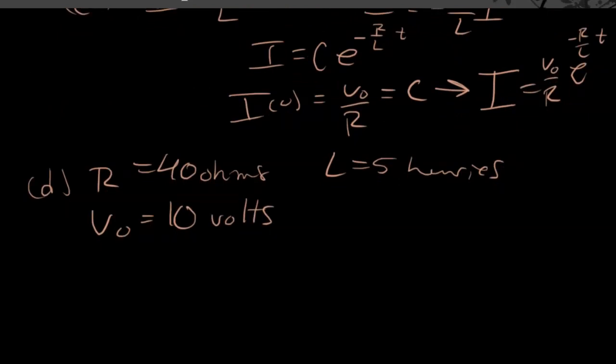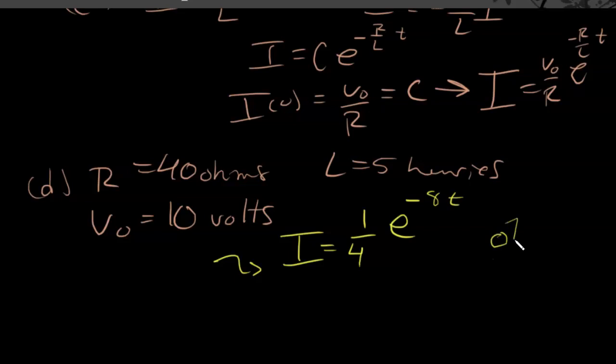So maybe I'll do this in a different color. Say here then that your current is going to be, well, 10 divided by 40, so 1/4, times E to the power of, 40 divided by 5 is 8, so negative 8T. And this is finally measured in amps. All right, great.